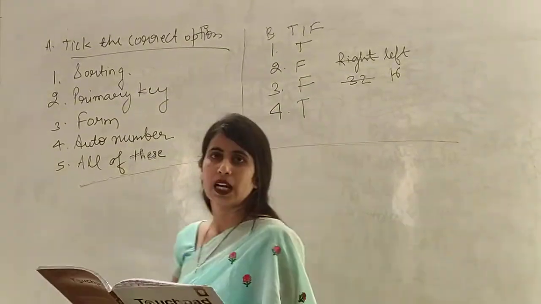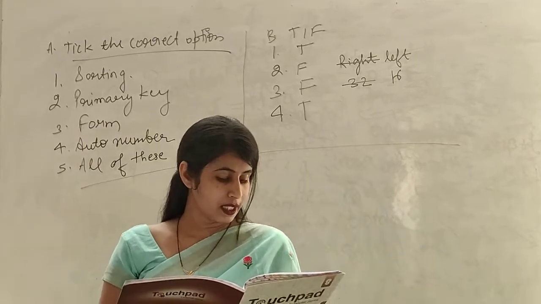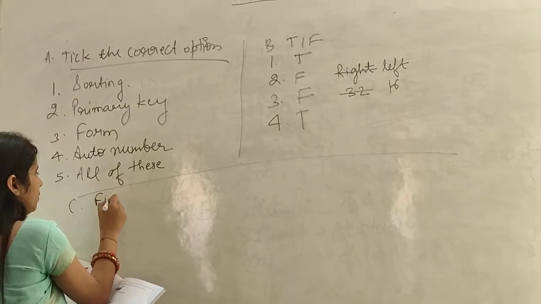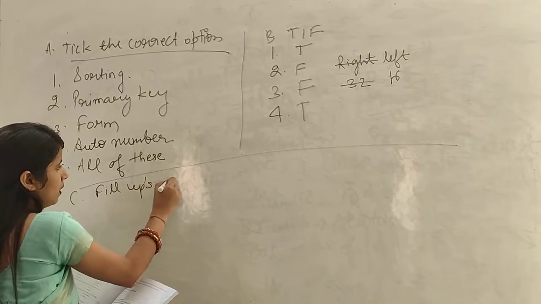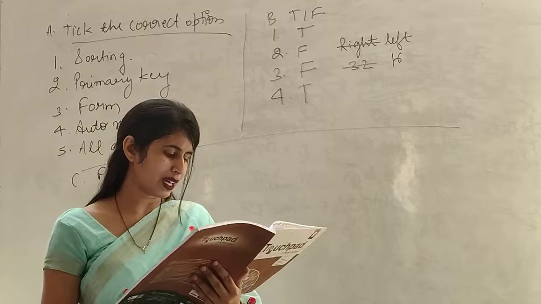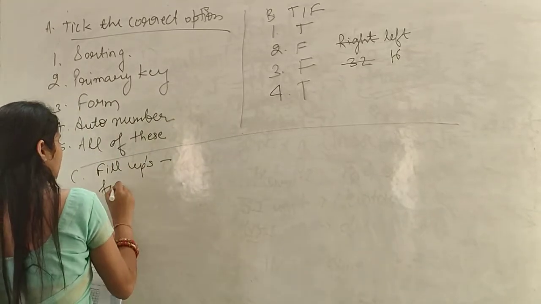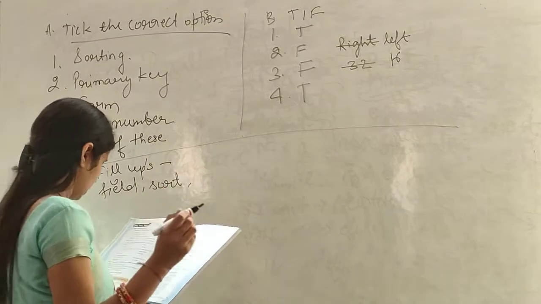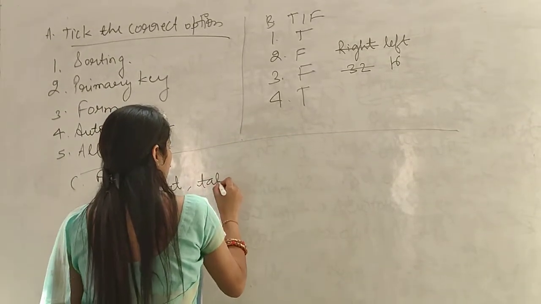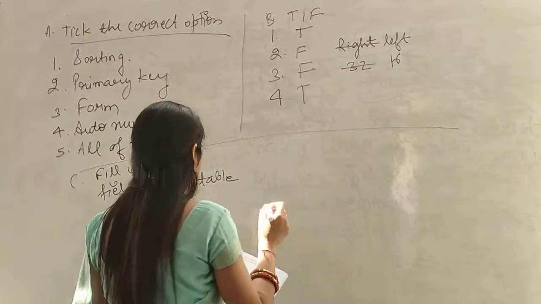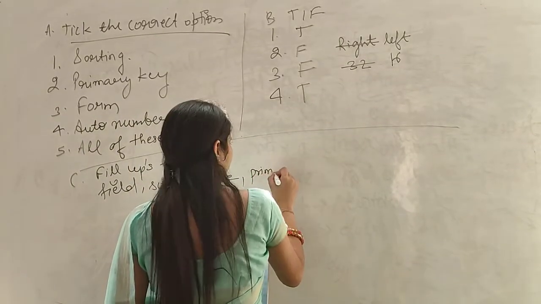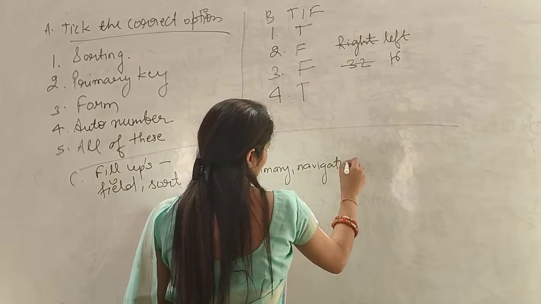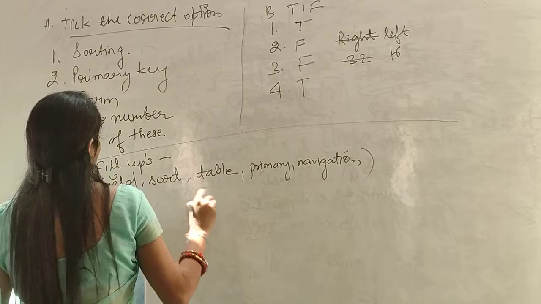Now the next one is fill in the blanks using the words given. Fill-ups. In fill-ups you are having options also, and they are field, short, table, primary, and navigation. These are the options available for the fill in the blanks.